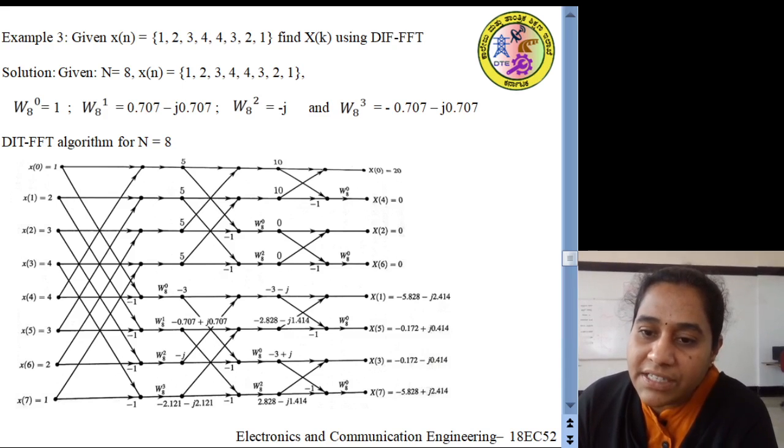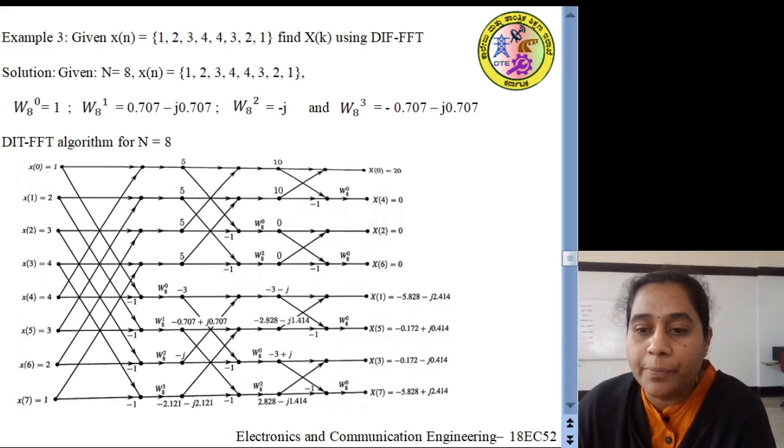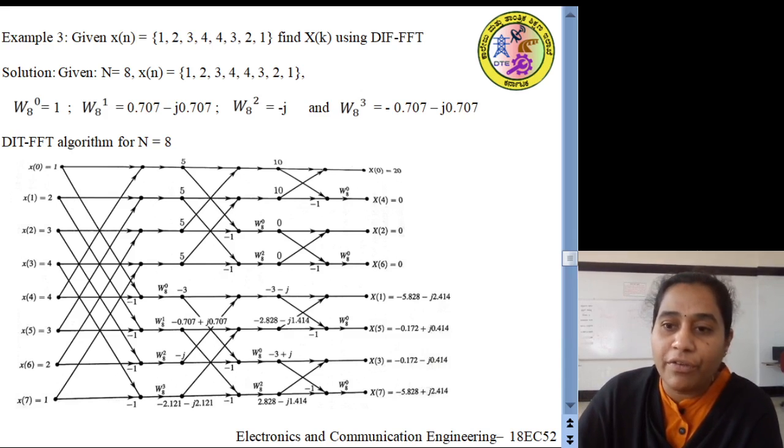And if we perform the third stage of computation, that is the last stage, we get the outputs X(k) as X(0) = 20, X(4) = 0, X(2) = 0, X(6) = 0, X(1) = -5.828 - j2.414, X(5) = -0.172 + j0.414, X(3) = -0.172 - j0.414, X(7) = -5.828 + j2.414.